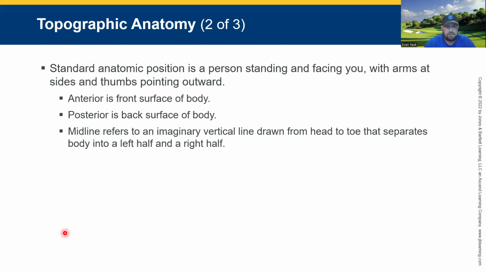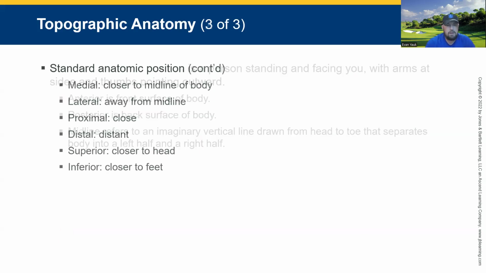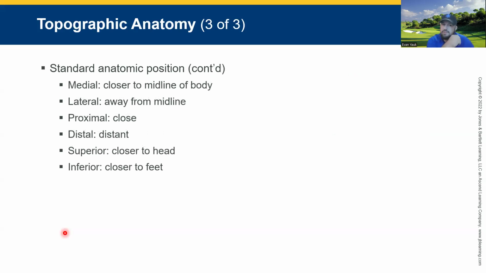So anterior is the front side of the body, front surface. Posterior is the back. Midline refers to an imaginary vertical line from the head to the toes, and it separates the body left to right. So it's an imaginary line that splits you right down the middle, separates left and right. Midline is left and right. Some standard stuff. You guys need to know this. It's going to be on quiz. It's going to be on test. From here on out, we're going to use these terms.